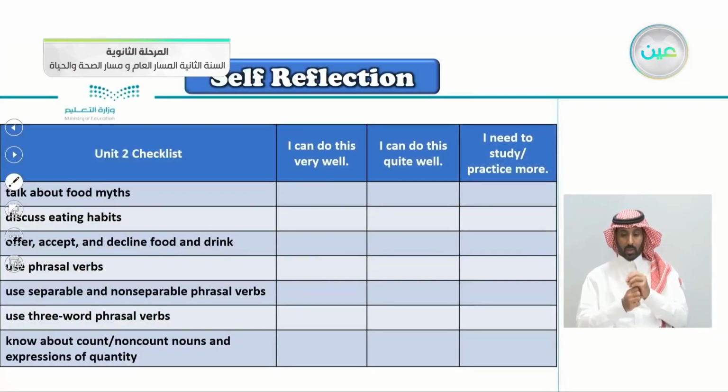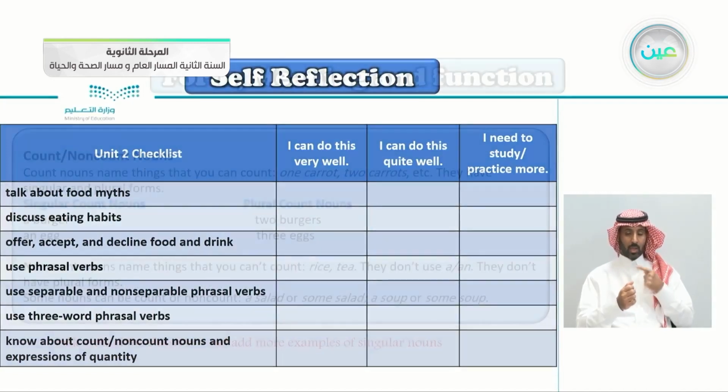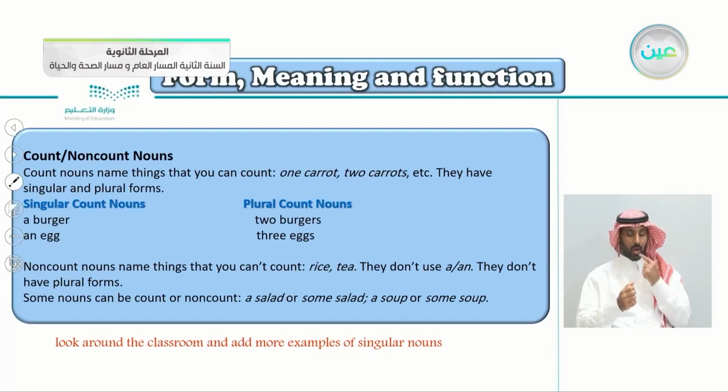Know about count and non-count nouns and expressions of quantity. If you remember the count and non-count nouns, the nouns that we can count or the nouns that we can't count. These are count nouns: burger, burgers, egg, eggs. So we put S for plural. The non-count nouns name things that you can't count, for example, rice or tea. They don't use the articles a or an, and they don't have plural forms, as in the S here. Some nouns can be count or non-count: a salad or some salad, a soup or some soup, and so on.